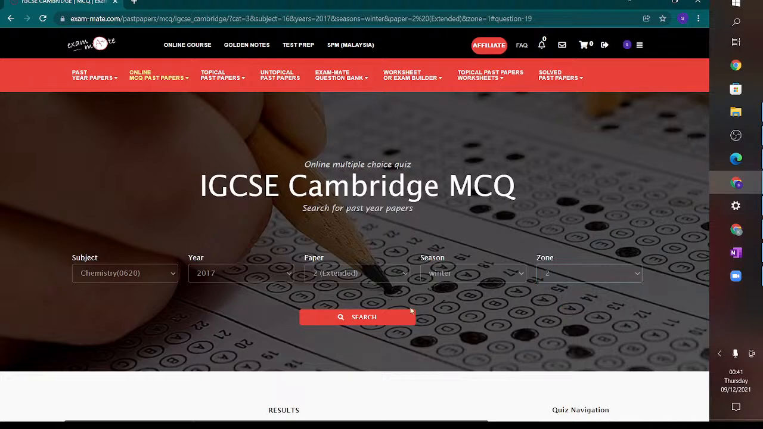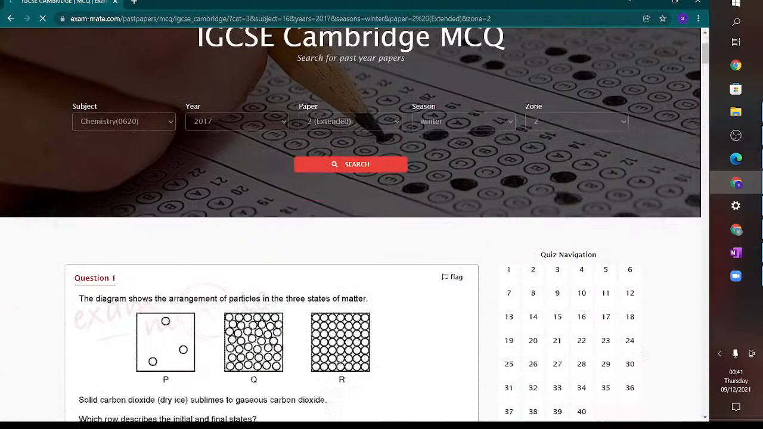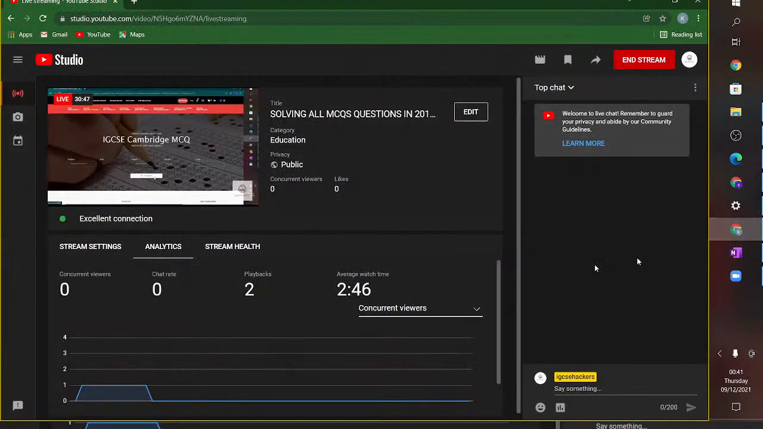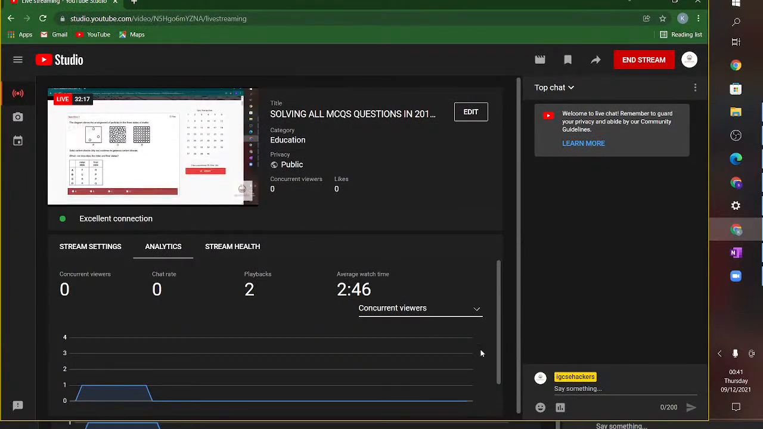Okay, the second paper. The diagram shows arrangement of particles in 3 states of matter. Let's check we are live, right? Yeah, yes we are.